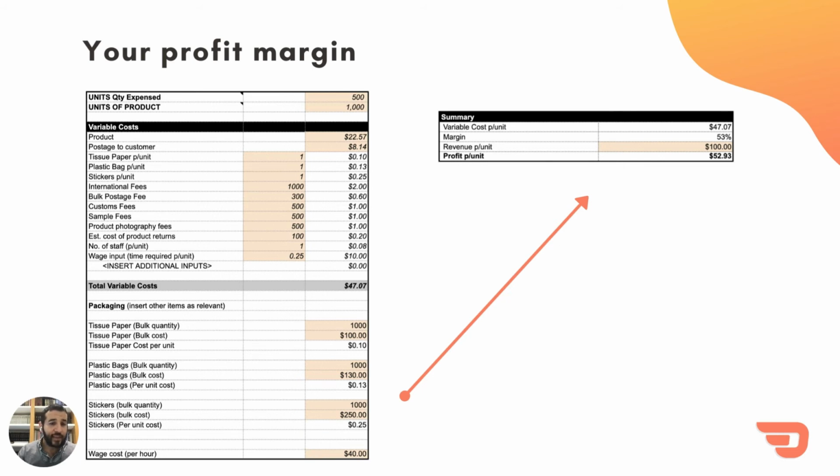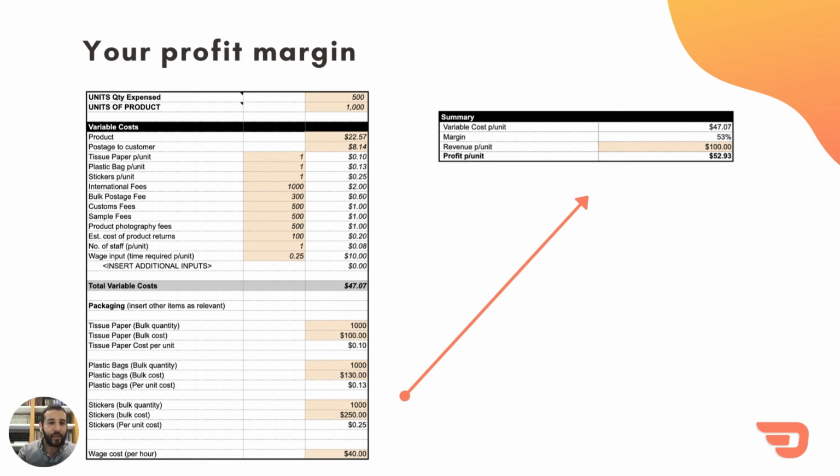Okay. And what that then does is it computes how much wage input, how much are you spending on wages to put together a given product. That requires you also to fill out down the very bottom your wage cost per hour. So in this case, we're assuming it's $40 per hour. That may not be the case for you, but what that means is if there's one staff member and it's taking 0.25 of an hour and their wage cost is $40, then the result is $10 of wage cost to put together a given product.